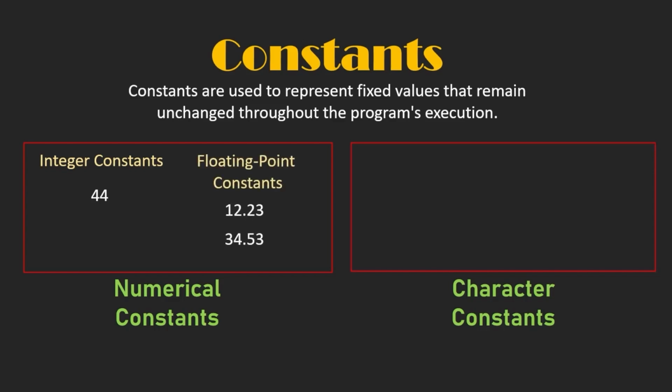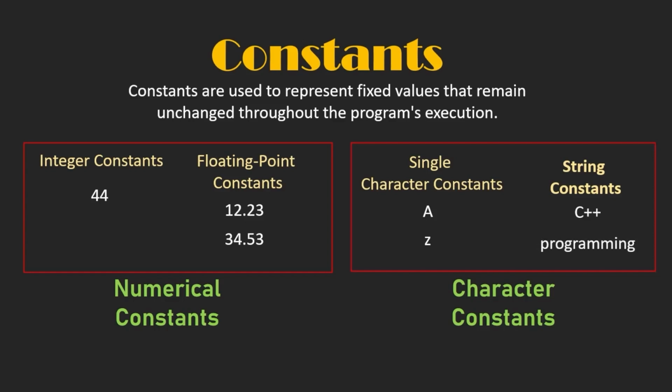Then, we have character constants, like the letter A or Z, which are always enclosed in single quotes. And finally, there are string constants, which are sequences of characters like C++ or programming, and these are enclosed in double quotes. Now, on to variables.